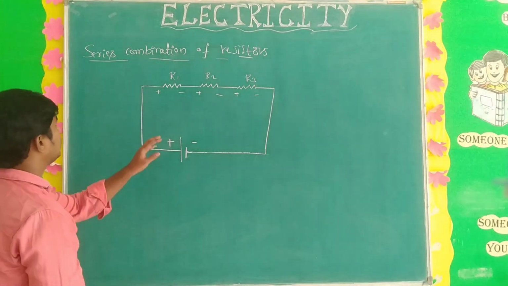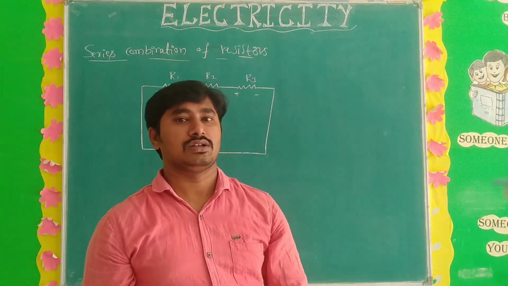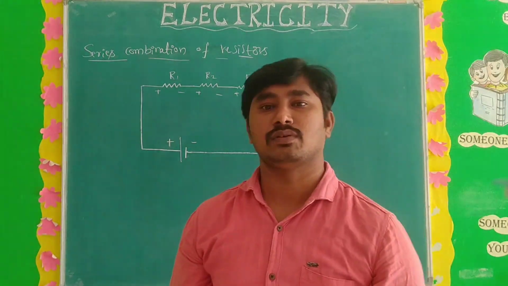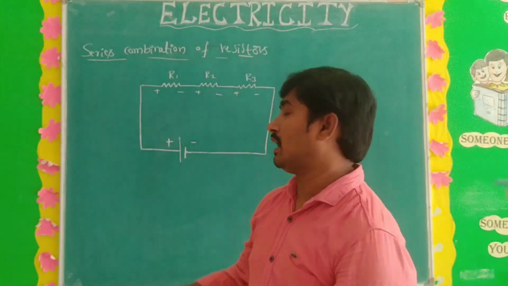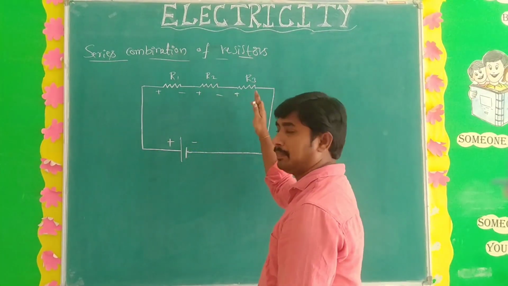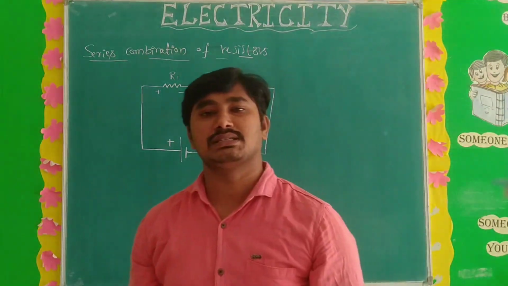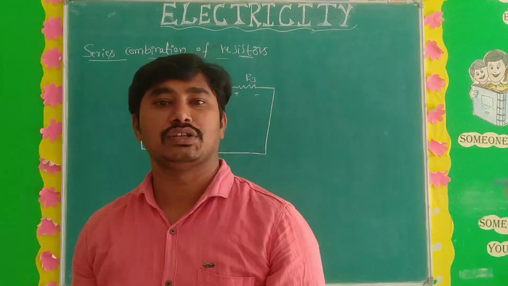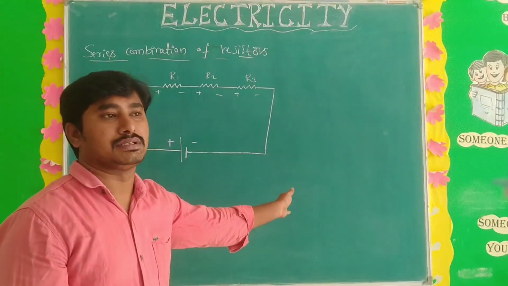So in the series combination, what is the constant value? In series combination, the current is constant. Why? Because here there is no change of electrons. The electrons always go in the same path. And also the series combination is a single path, means the electrons go in a single way. That's why there is no change of current in the series combination.